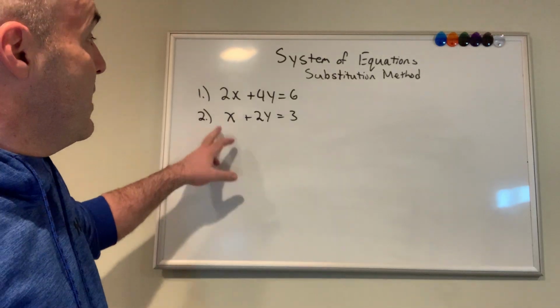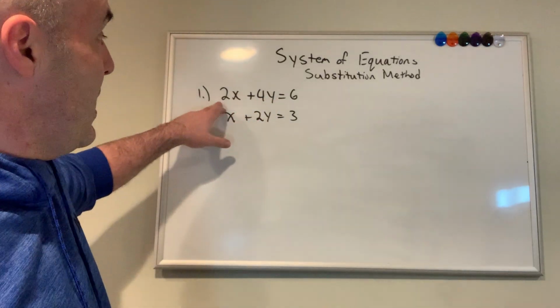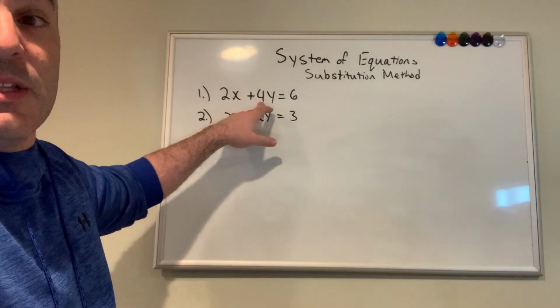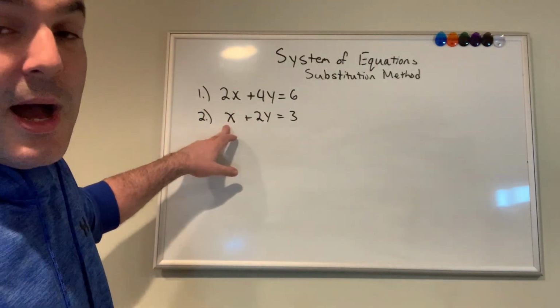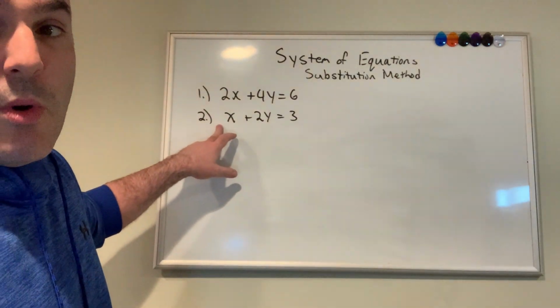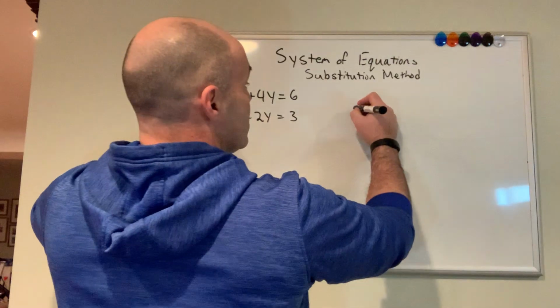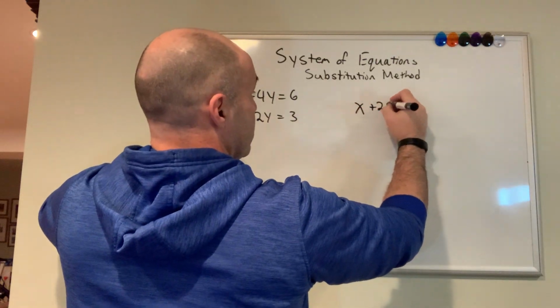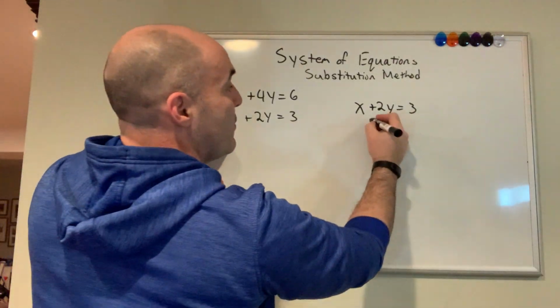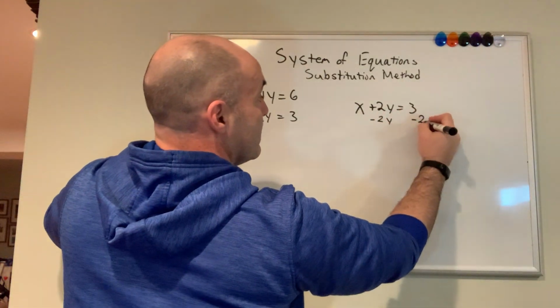So if I'm taking a look at the coefficients, I see a +2, a +4. That's not going to be easy to work with because at some point I'll have to divide that out. But I do see a +1x. I'm going to ignore the 2y. So +1x is what I'm going to want to solve for. So I'm going to take equation 2 and rearrange. I want to get x by itself, so I'm going to subtract the 2y.